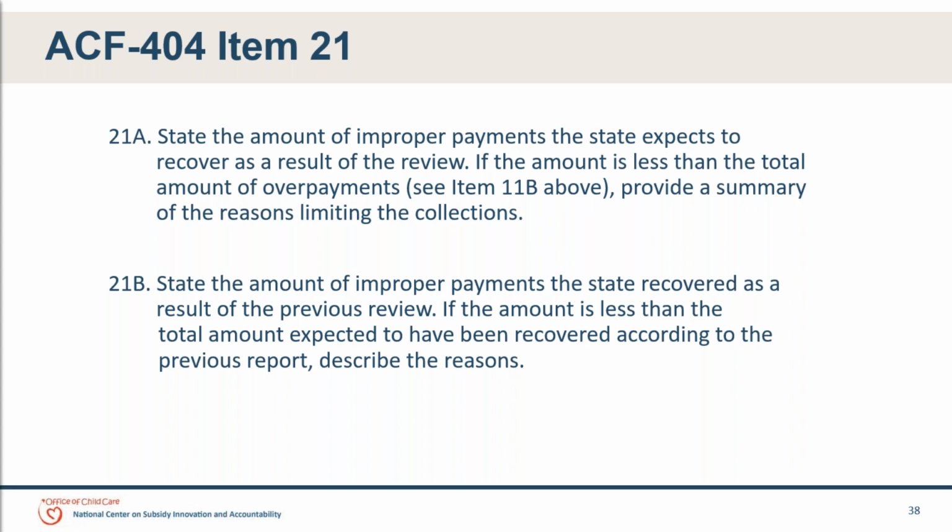And in 21B, enter the amount that was collected as a result of the previous review. And if it was less than the amount that you expected to recover, describe the reasons why. So you'll need to refer to item 18A on your last report to see what that expected amount was. Remember, you can access last report on the OLDC, or if you have trouble accessing it, you can always reach out to us and we can send that to you. Again, that was item 18A in the old report.